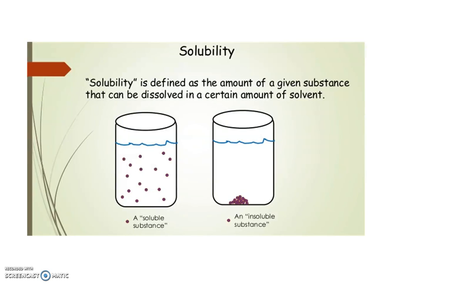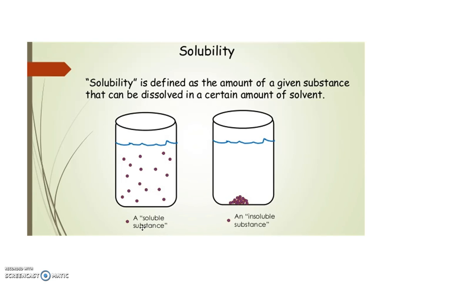Solubility is defined as the amount of a given substance that can be dissolved in a certain amount of solvent. So far we've talked about things as either being soluble, meaning they would completely dissolve, or insoluble, meaning they won't dissolve at all. However, some things can be described as slightly soluble, and even substances that are extremely soluble, like salt, there is a maximum amount that you can dissolve in a given amount of water.